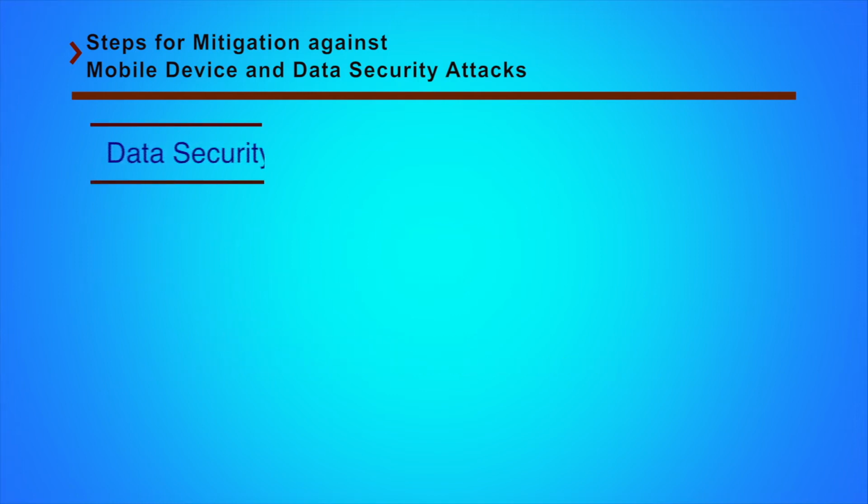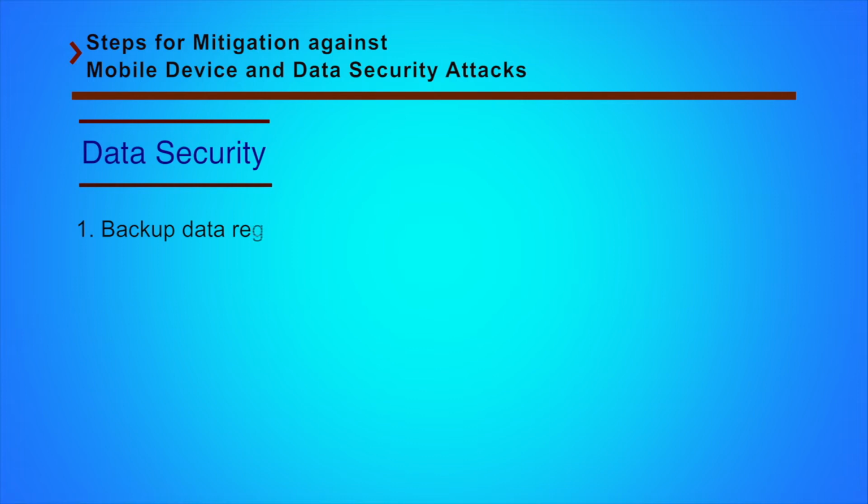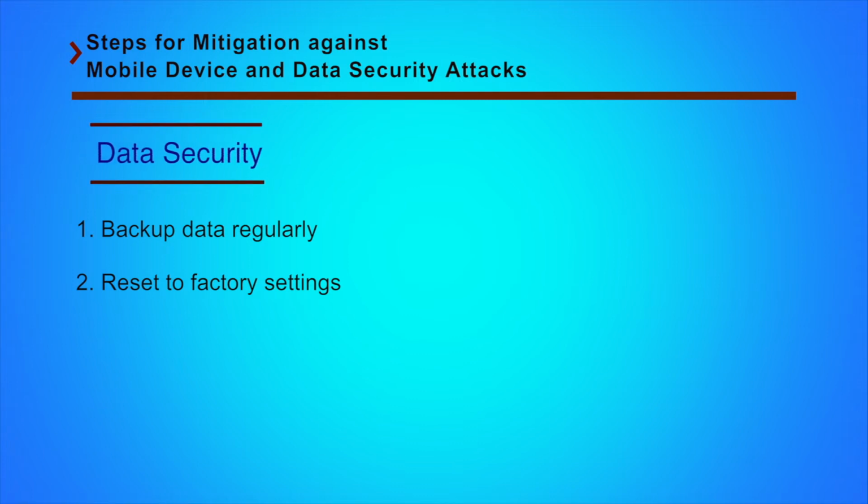Data security. To ensure data security, backup data regularly. Backup data regularly and set up your phone such that it backs up your data when you sync it. You can also backup data on a separate memory card. This can be done by using the vendor's document backup procedure. Reset to factory settings. Make sure to reset to factory settings when a phone is permanently given to another user. Also make sure that personal data in the phone is wiped out.